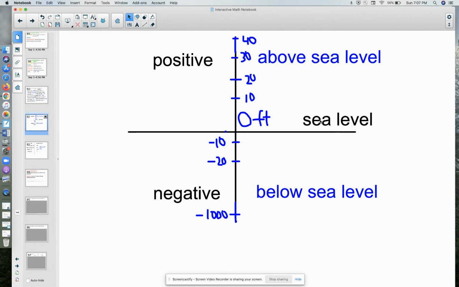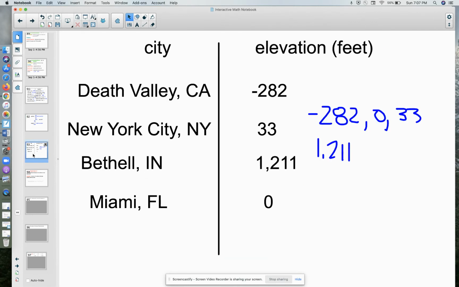Talked about sea level. Above sea level is all positive numbers. Below sea level is all negative numbers. Negative 10, negative 20, negative 1,000. Those are all below sea level. And then here's some more practice with that.